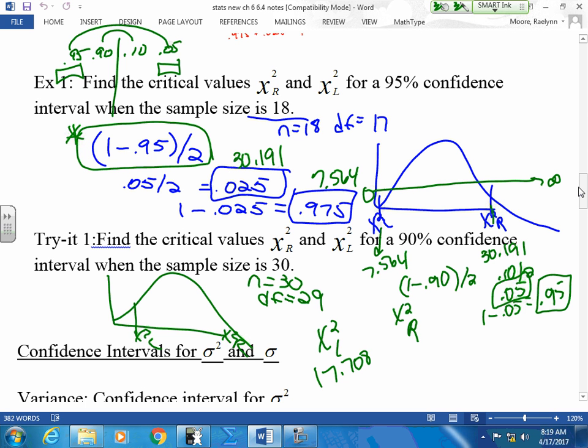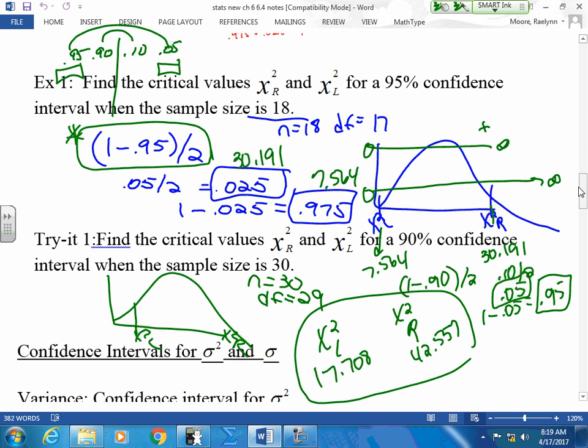I need the smaller number on my left because these numbers go from 0 to infinity, and they're always positive. I keep going till I hit 0.05, and I get 42.557. Good. This is the hardest part right here. That's it. Not bad, right? That's the hardest part to this. Okay, so we okay finding this? All right.